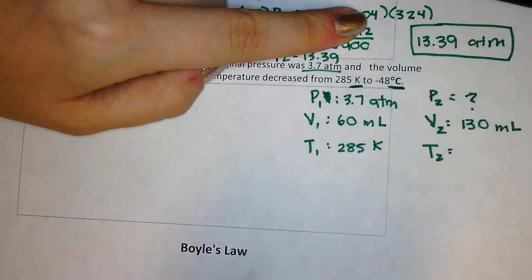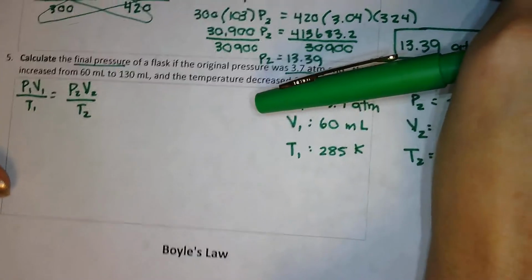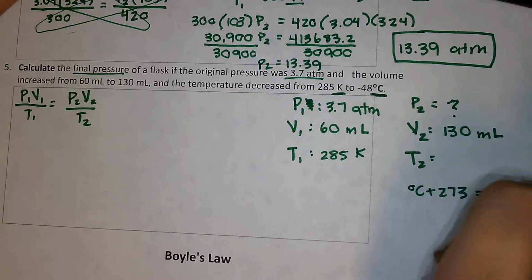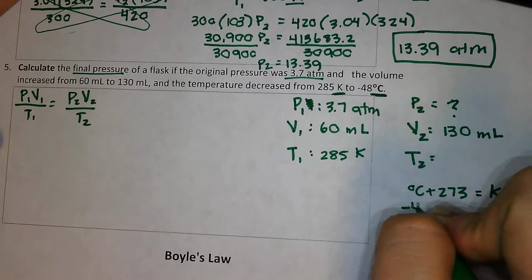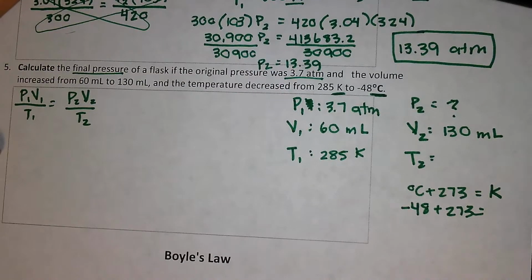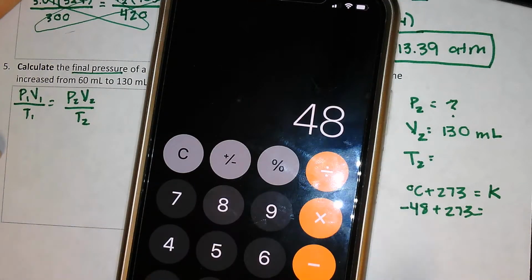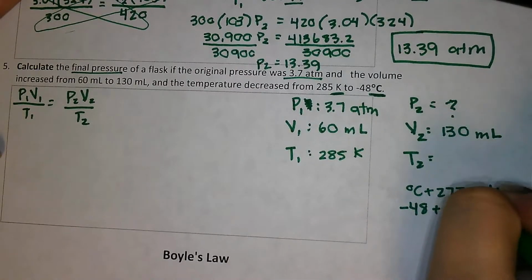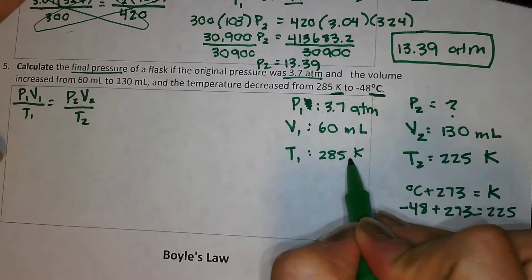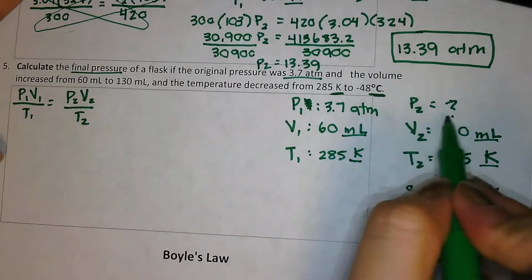Do you see these units do not match? I have to change my temperatures all to Kelvin, so I'm going to have to fix that little thing. I do that by degrees Celsius plus 273 is equal to Kelvin. Negative 48 plus 273, that's the same thing as saying 273 minus 48, 225. So 225 Kelvin. And now look, all of my units match. My temperature is in Kelvin on both sides. I have milliliters on both sides and I am solving for pressure.